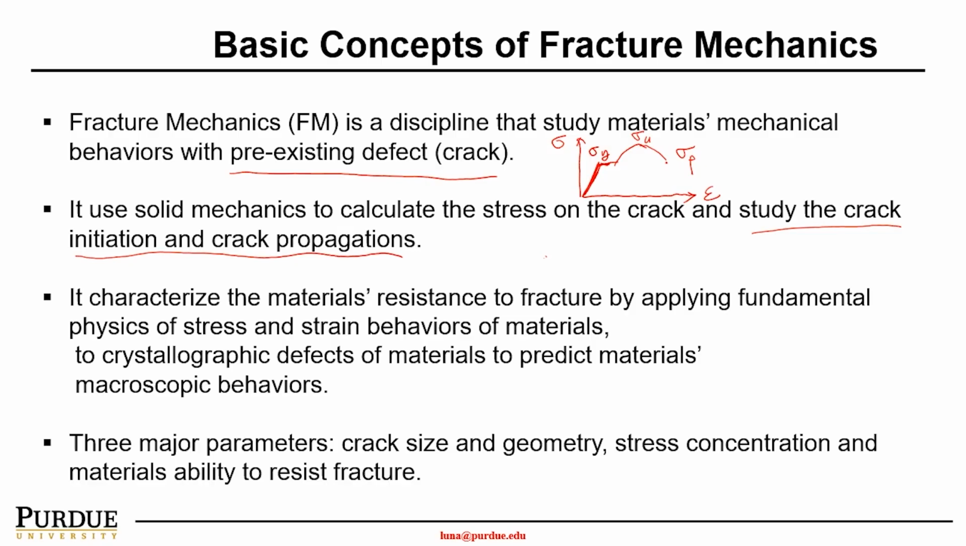This is very intuitive and easy to understand. If the crack is located in the middle of the material or at the edge of the material, it would definitely have a different effect. The same goes for the geometry. What does the crack look like? Does the crack have a very sharp tip? Those are the important parameters. Second, stress concentration: how much the stress will concentrate at the crack, particularly in the tip area. And the last one is the material's intrinsic ability to resist fracture, which is called fracture toughness.